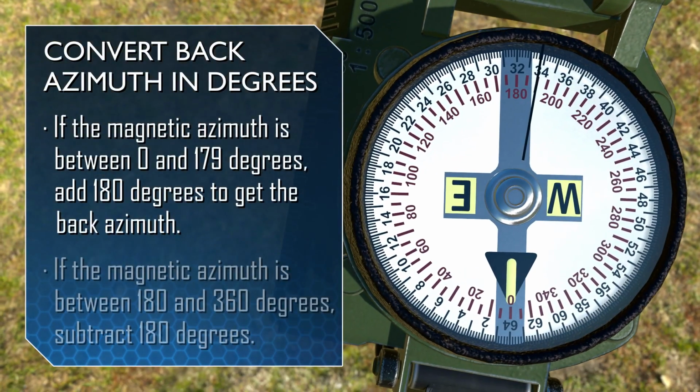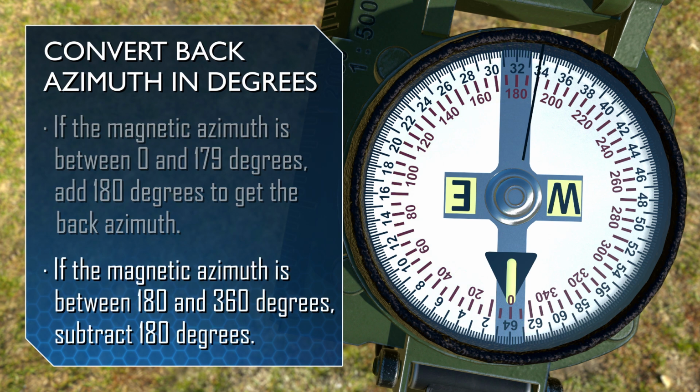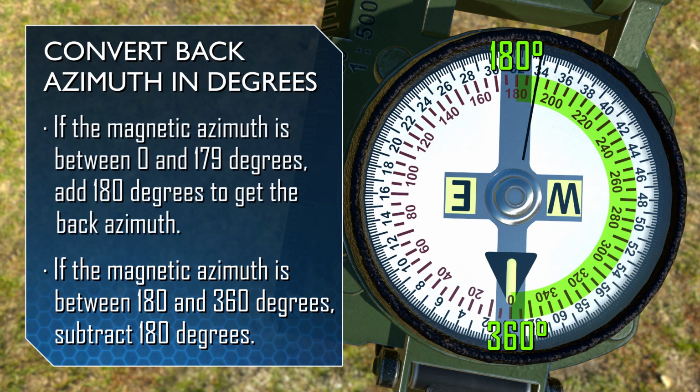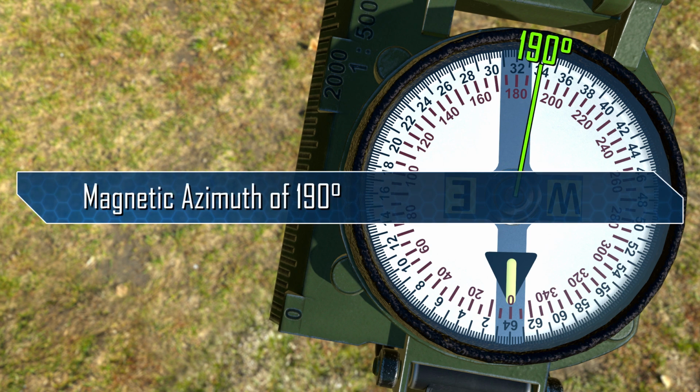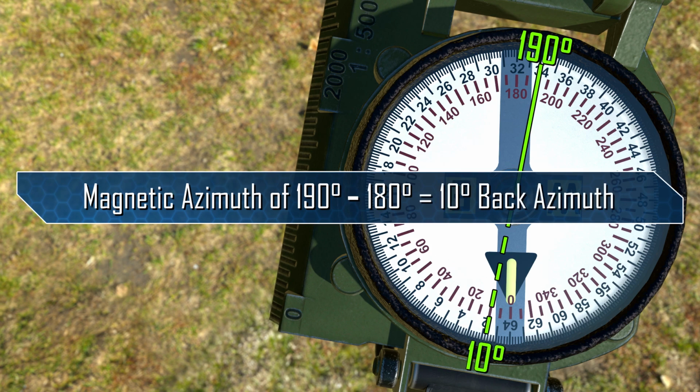If the magnetic azimuth to convert is between 0 and 179 degrees, add 180 degrees to get the back azimuth. If the azimuth is between 180 and 360 degrees, subtract 180. As an example, with a given magnetic azimuth of 190 degrees, which is more than 180 degrees, to find the back azimuth, subtract 180 degrees. The back azimuth in this example is 10 degrees.